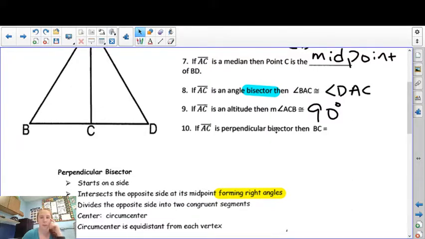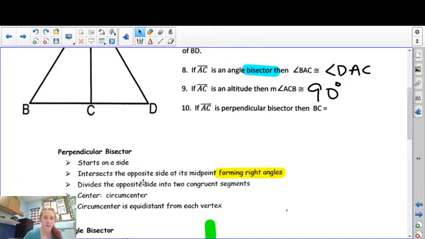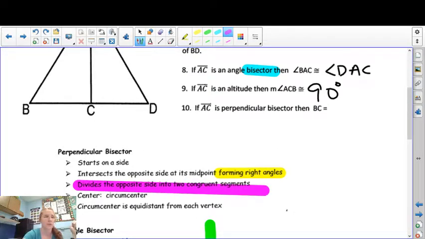If AC is a perpendicular bisector, then BC is equal to, well, a perpendicular bisector cuts it in half. That word bisector, this is the one I'm looking for, two congruent segments. So then BC is equal to CD.